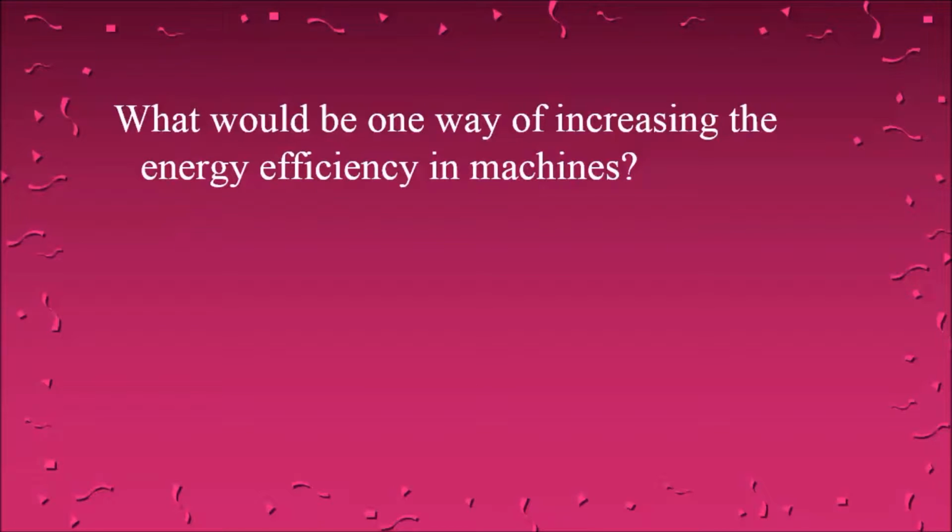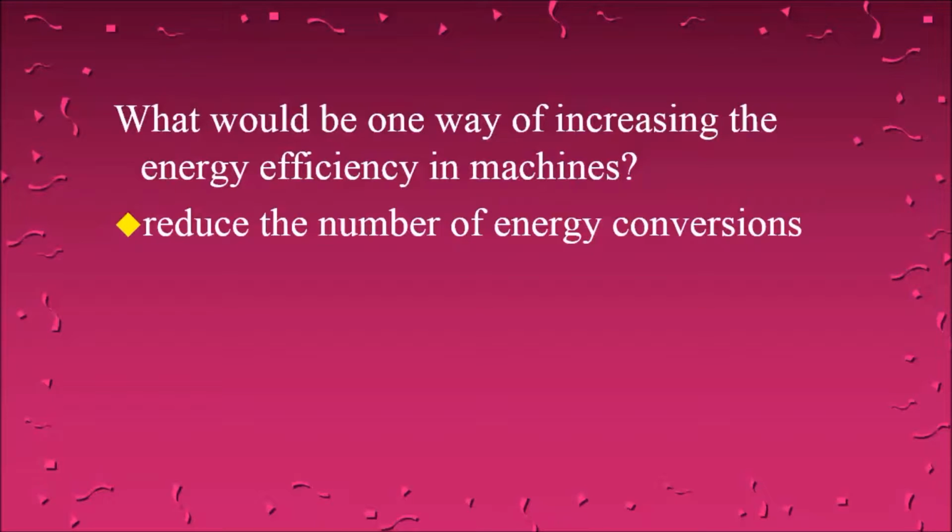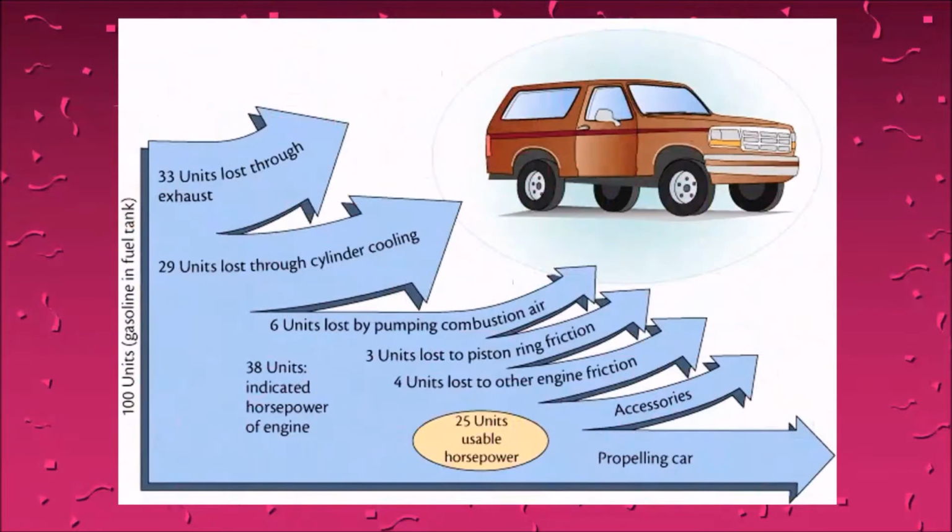What would be one way of increasing the energy efficiency in machines, and a Prius does this? Reduce the number of energy conversions. Every time you have an energy conversion, you lose energy. So for a car, 33% is lost right off the tailpipe. 29% is heat that is not converted to mechanical. So you need a coolant system in your car, or else your car will overheat and your engine will go kaplooey. 6% is just used for pumping air into it in order for combustion to occur.